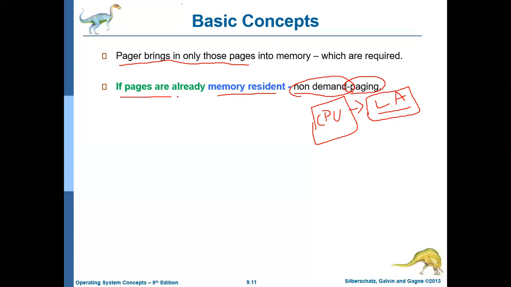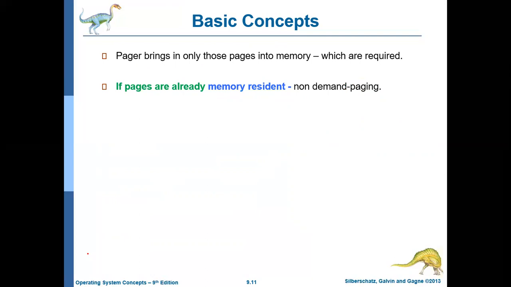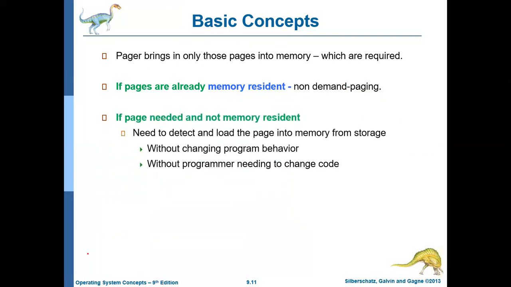Under this condition, that is, the CPU is creating a logical address, and the page corresponding to that logical address is already available in the main memory, the working of demand paging is similar to non-demand paging, that is, ordinary paging. That is, identify the frame number corresponding to this particular page, convert it to physical address, and then use it. So this is case 1. Case 1 is if the particular page is memory resident, that is, it is available in the memory.